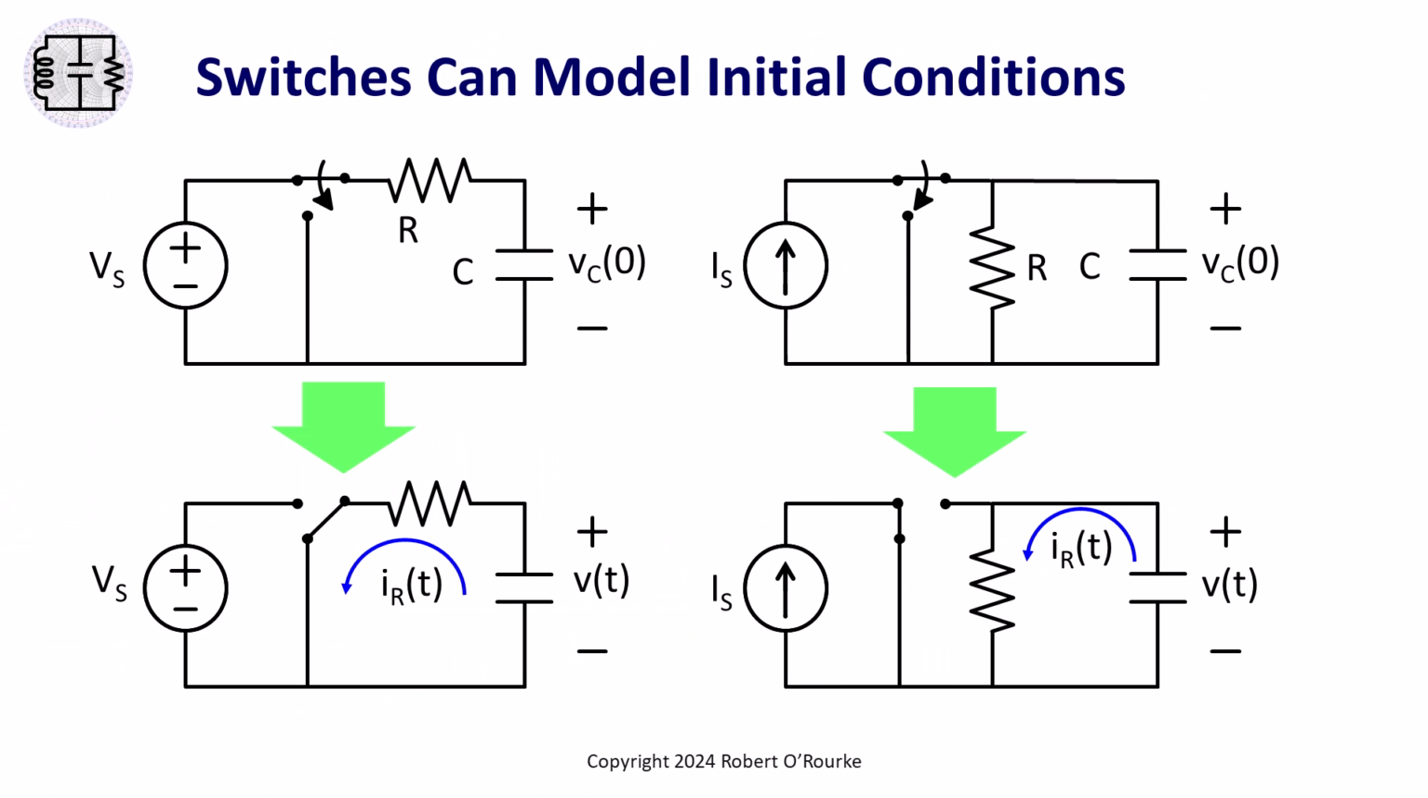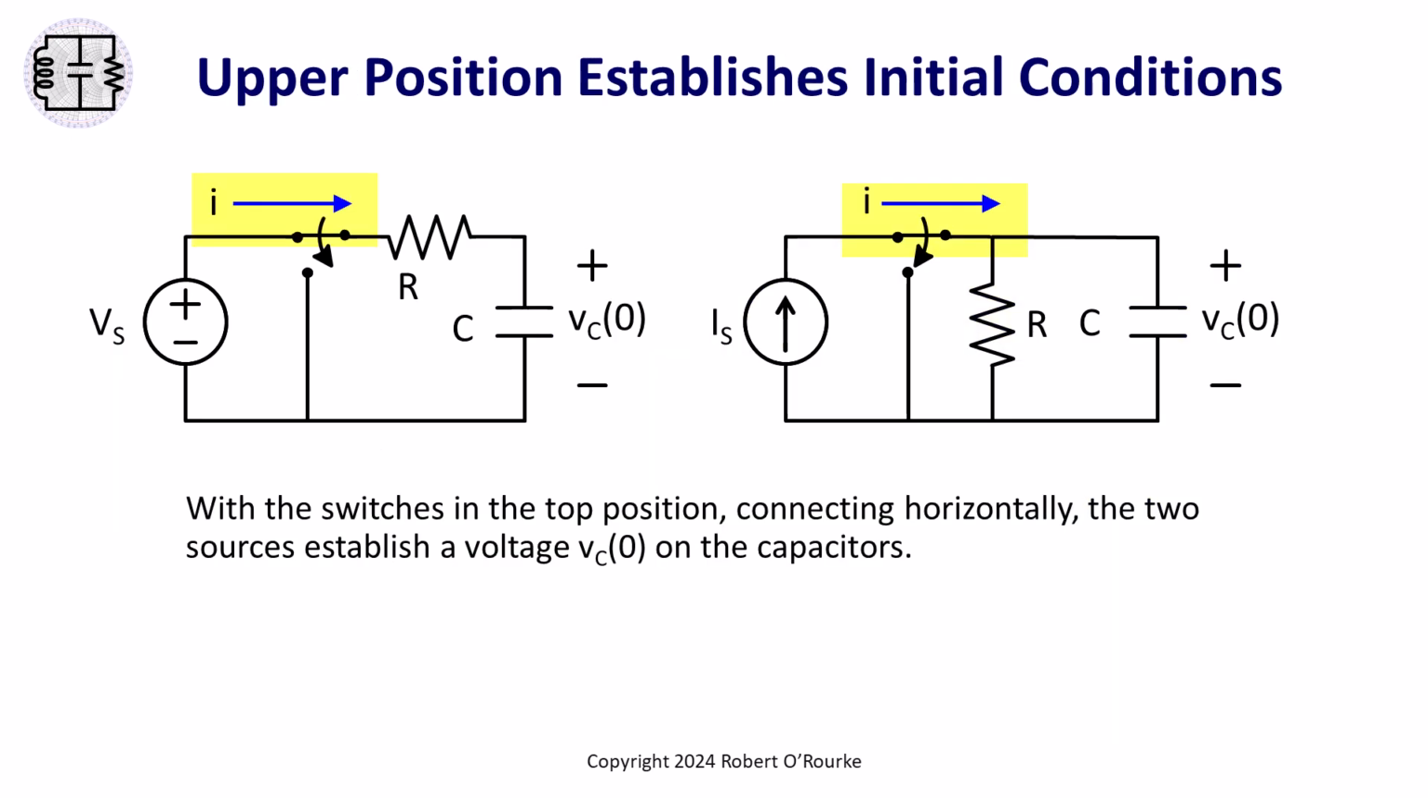The establishment of initial conditions is often modeled with ideal switches in circuits. These circuits here use single-pole, double-throw switches. The circuit on the left is series RC, and the circuit on the right is parallel RC. Current can charge the capacitors.